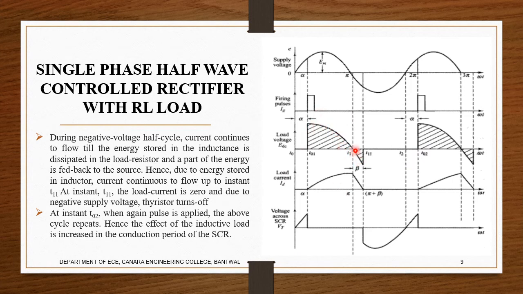Till here it is made 0, but it will take extra time from T1 to T11, and this is what the inductor is trying to reduce. So this is the effect of inductive load: it increases the conduction period of the SCR. So this will add pi plus beta. If you want to add some extra conduction period, that is the conduction angle, at that time we make use of this inductance.